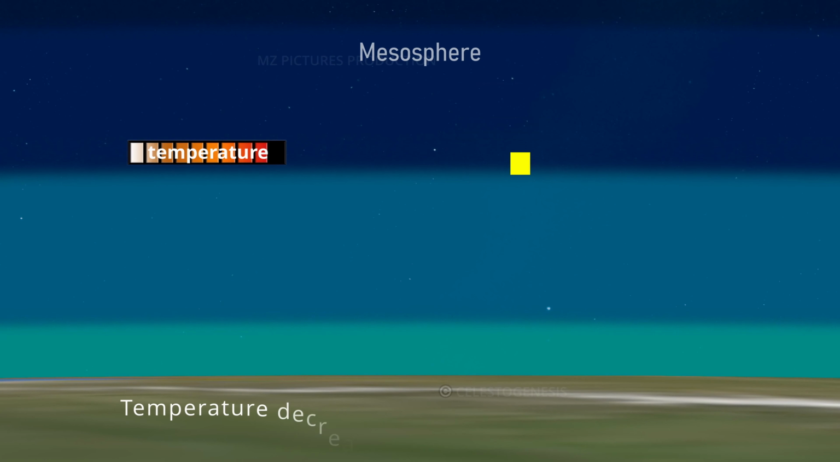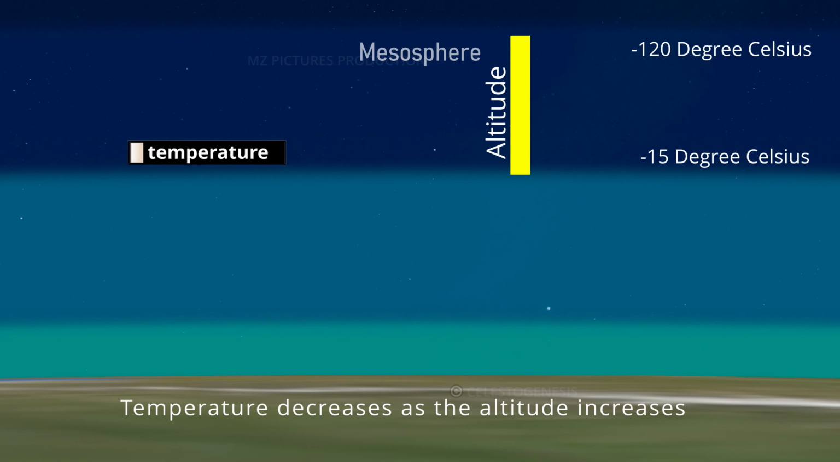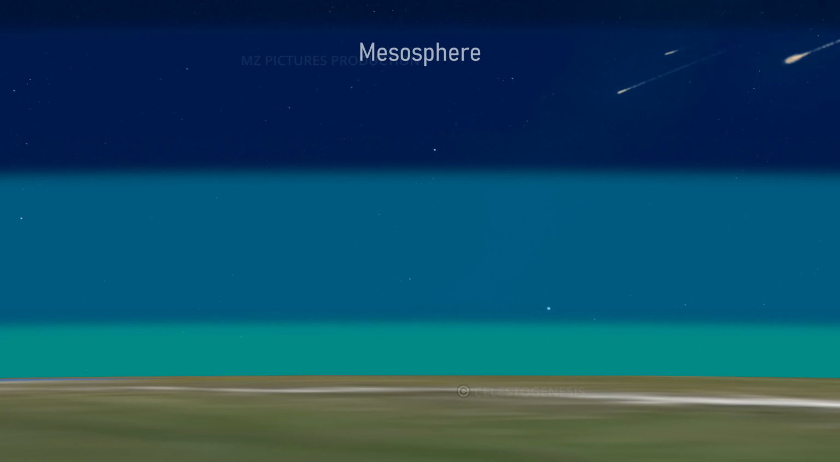The temperature decreases when the height increases. It decreases from minus 15 degrees Celsius at the bottom to minus 120 degrees Celsius at the top. Have you ever seen a meteor shower where meteors burn up and streak across the sky? Some people call them shooting stars. Those meteors are burning up in the mesosphere. The meteors make it through the exosphere and thermosphere without much trouble because those layers don't have much air. But when they hit the mesosphere, there are enough gases to cause friction and create heat.